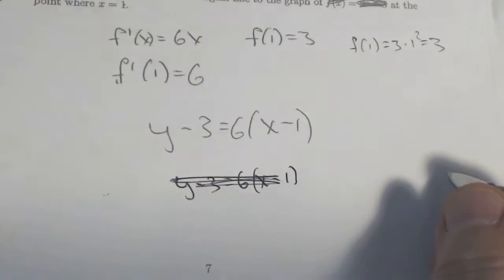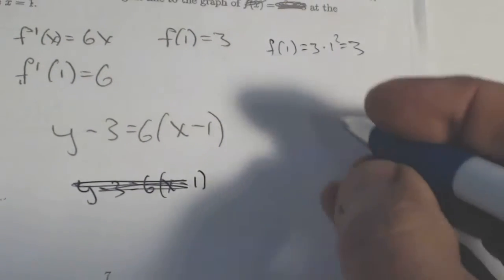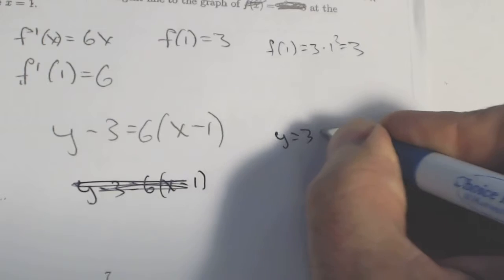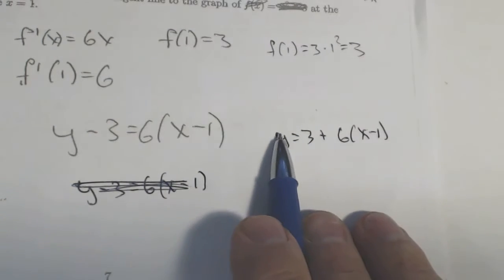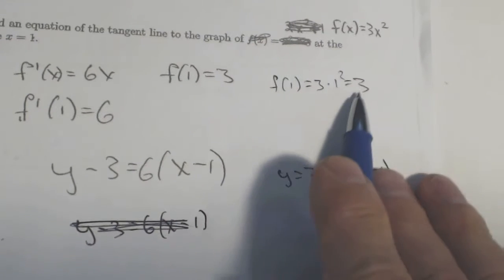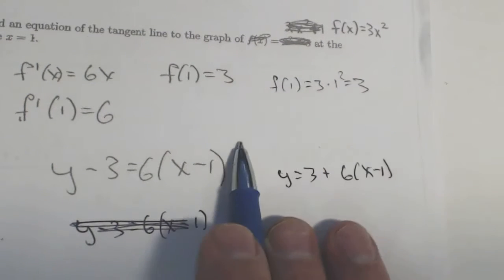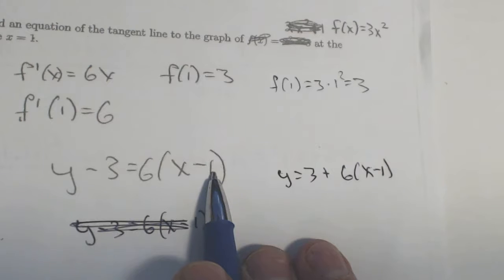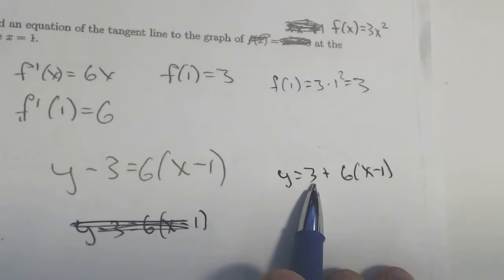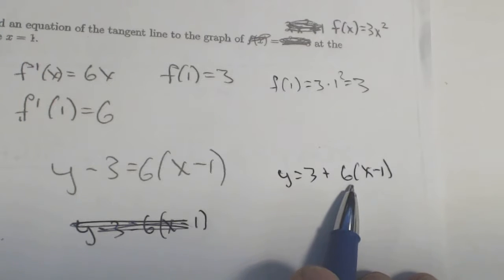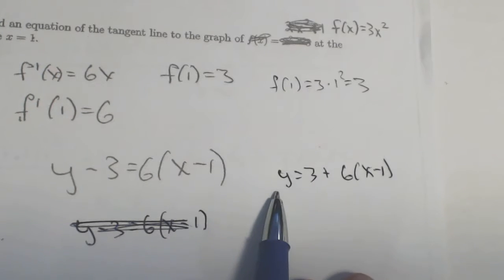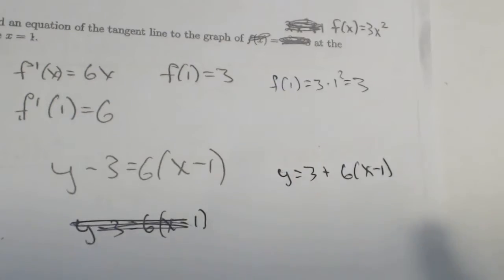I had a side note going into my mind there. By the way, if you did this, y equals 3 plus 6 times x minus 1, that's actually the linearization of this function at x equals 1. We can look at our linearization formula, but it's basically just the equation of a tangent line written that way. Or you could have solved this all the way out and got it in slope-intercept form, but that was full credit back there.